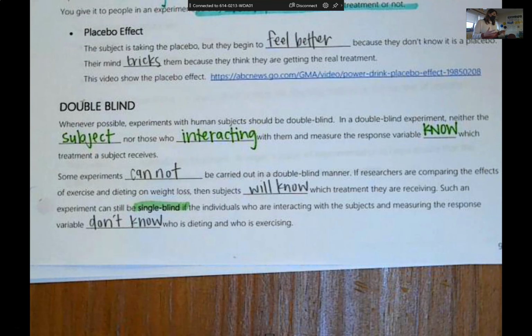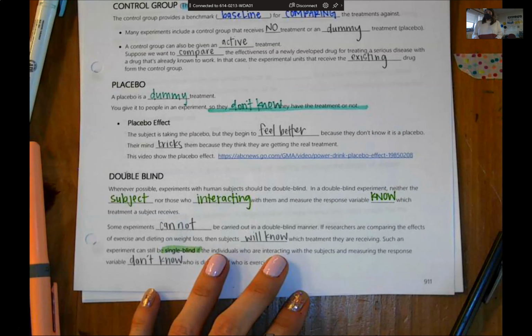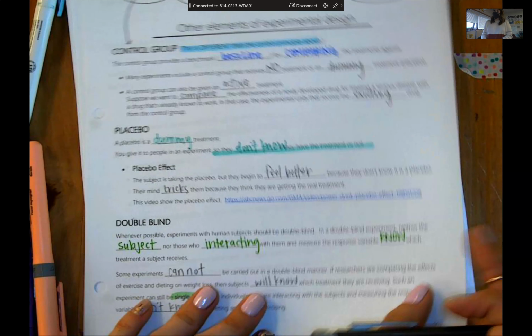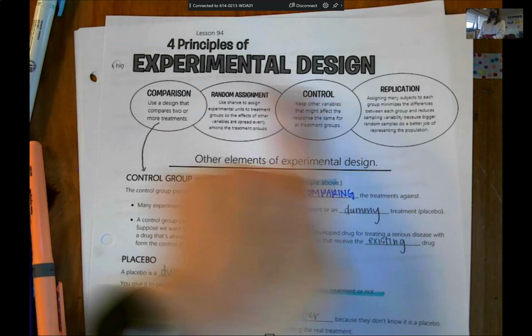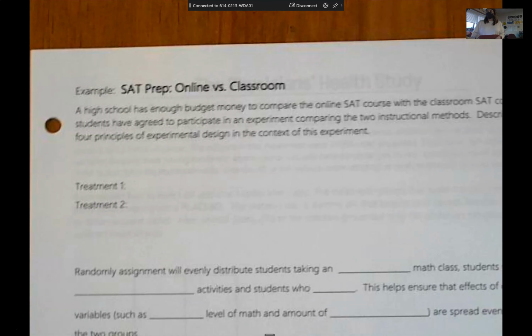So in this case, you would probably have 3 groups. You would have a control group that was doing neither. You would have one group that was dieting, one group that was exercising, and in that case, all 3 groups know what treatment they have. There's no way to do that in a double-blind way. So 4 principles, and then these 3 elements. We are going to identify these 4 principles in our SAT prep online versus classroom course.